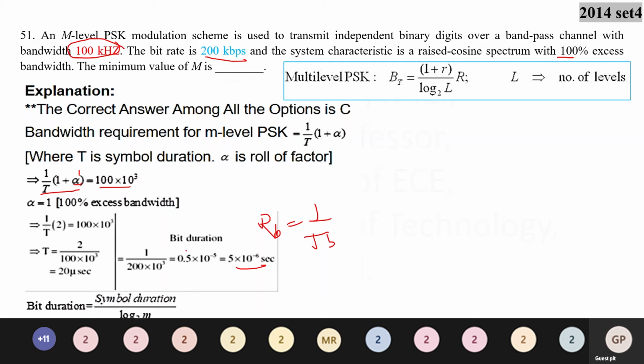So the total formula will look like this: symbol duration divided by log 2 M. So log 2 M can be calculated out of it. The value they are asking in the question is M. So from this we can get the value for M as 16. So the answer is M is 16 here.